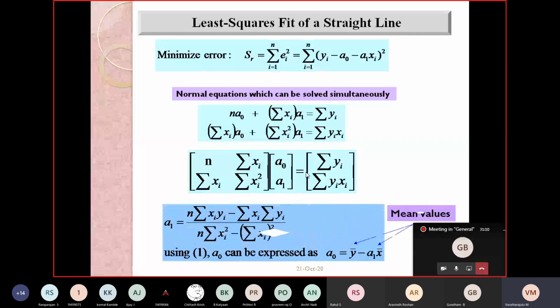Based on this information, a1 is equal to, this is a1.